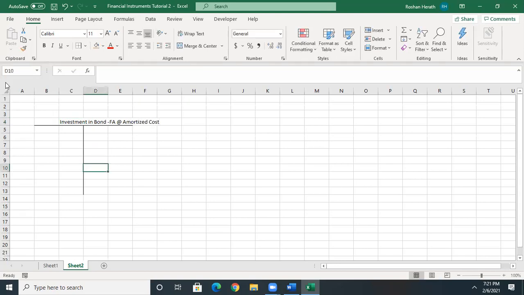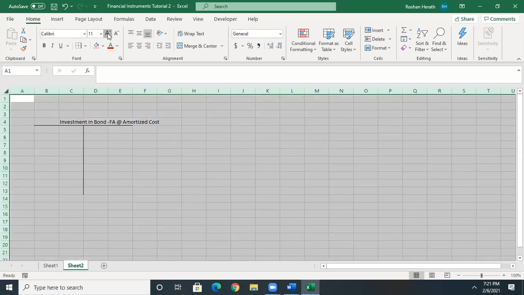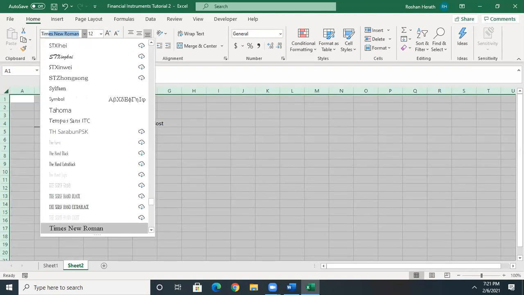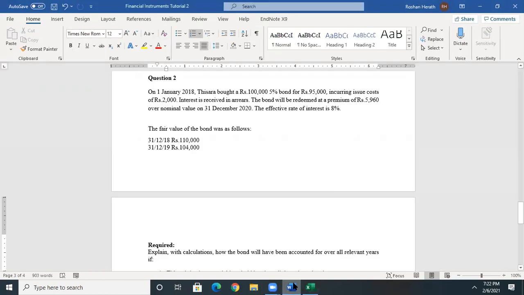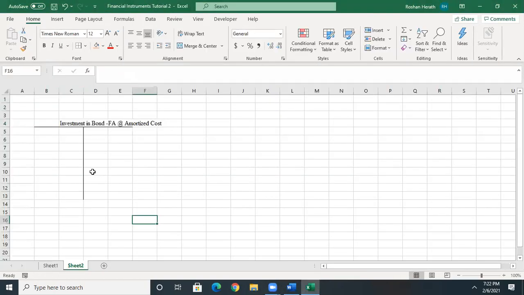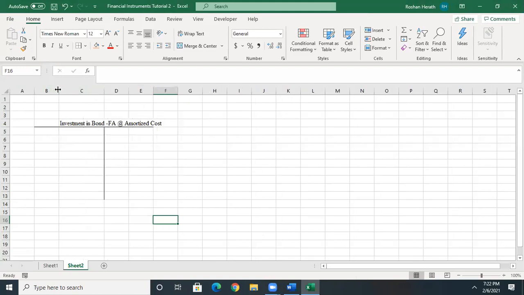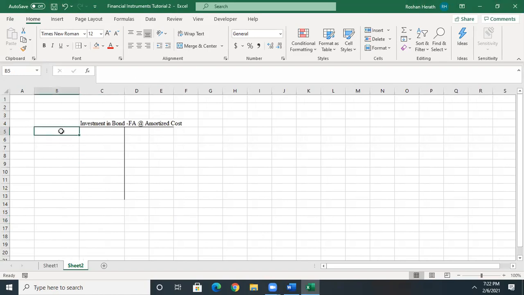So the first two models get satisfied, and we are going to see how the accounting should be. Initially, when you purchase it, you need to record 95,000. It's a 100,000 bond at face value, but you just bought it at 95,000.